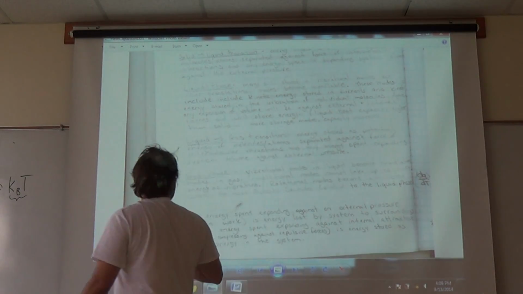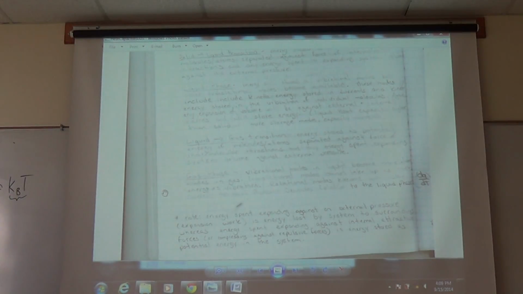Your liquid to gas transition. Again, if there's a volume change and liquid goes to gas, there's definitely going to be a volume change. You're going to have to put energy in to overcome intermolecular forces. You're going to have to put energy in to overcome external forces.